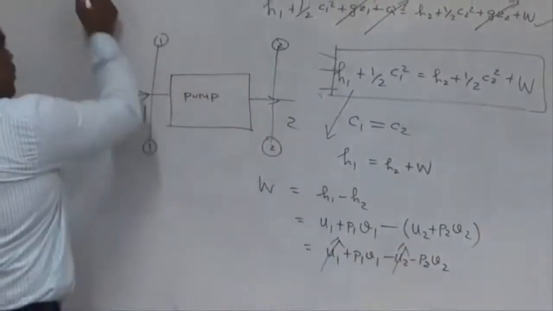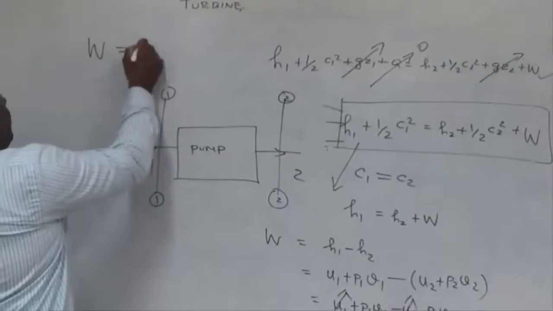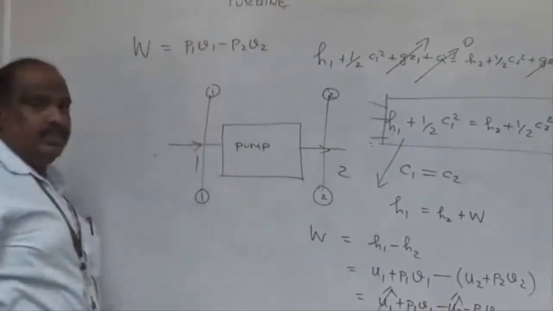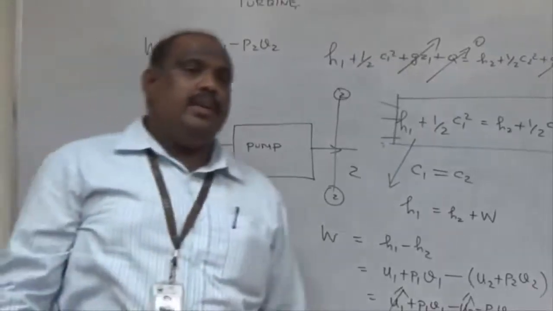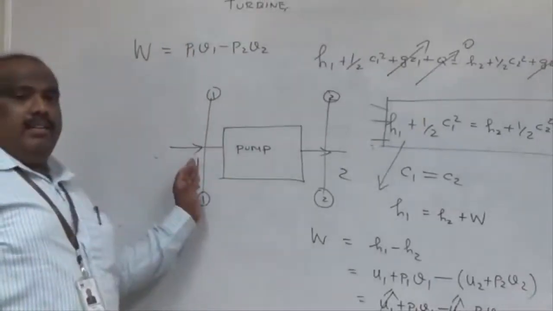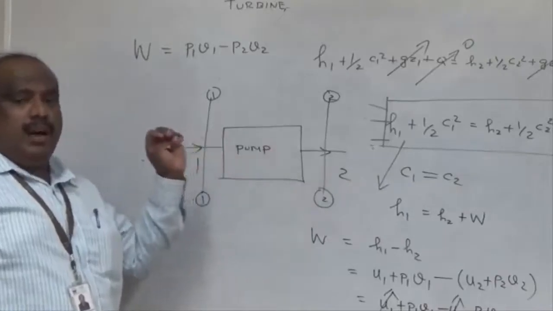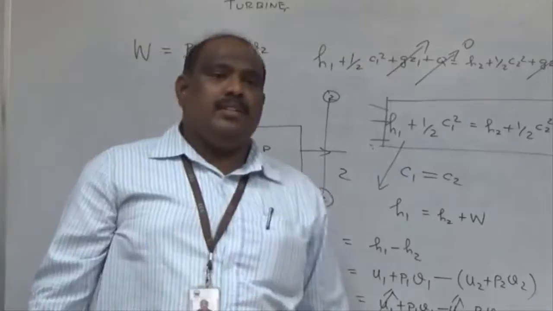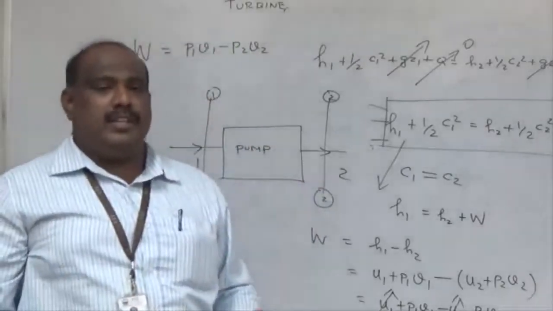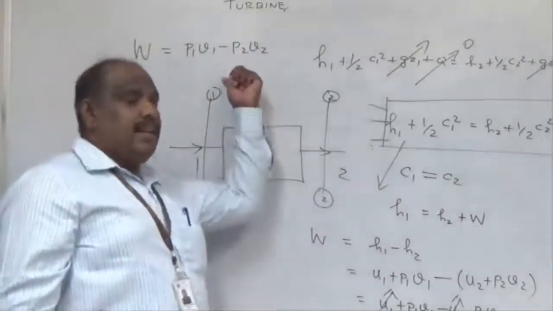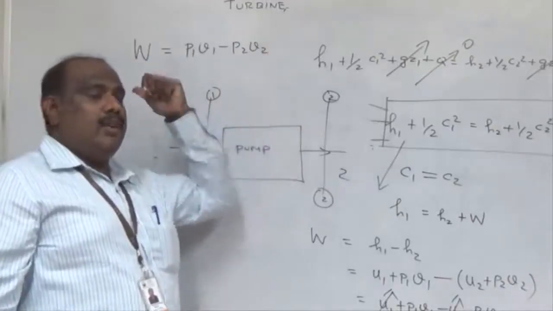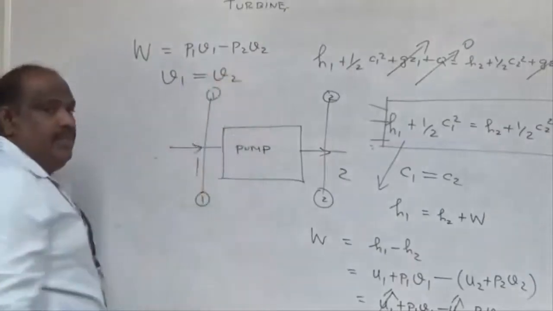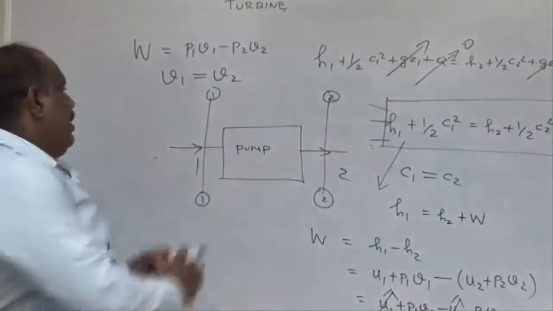So finally, what will happen to W for the pump? It will become P1 V1 minus P2 V2. What is V1? Specific volume at inlet. What is V2? Specific volume at outlet. Whether the volume of the water will change? The volume of water cannot change. The same amount of volume will be sucked at inlet, and the same amount at outlet. So one more assumption is that V1 will be equal to what? V2. Okay, fine.